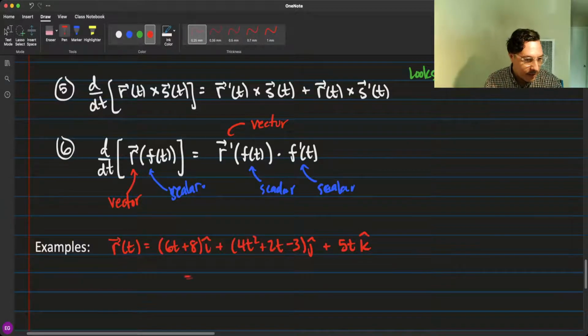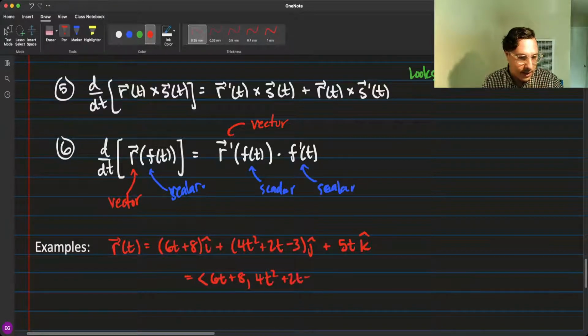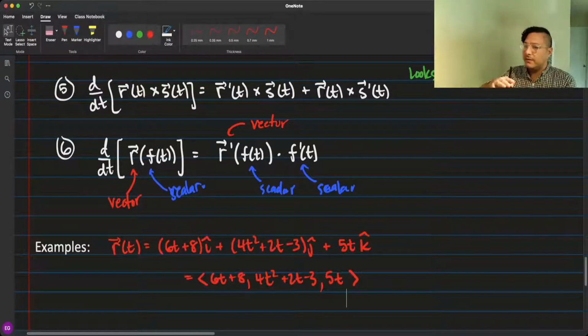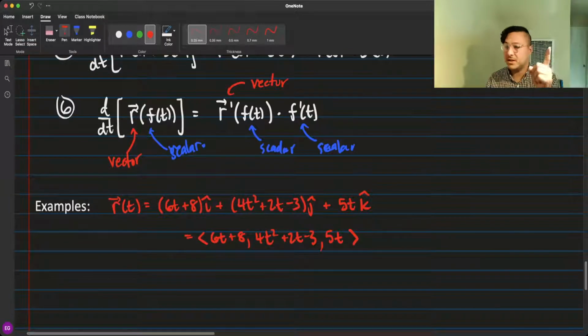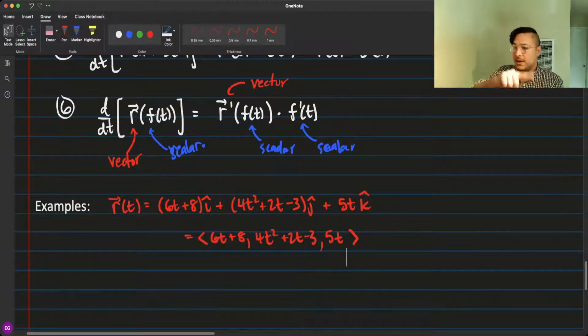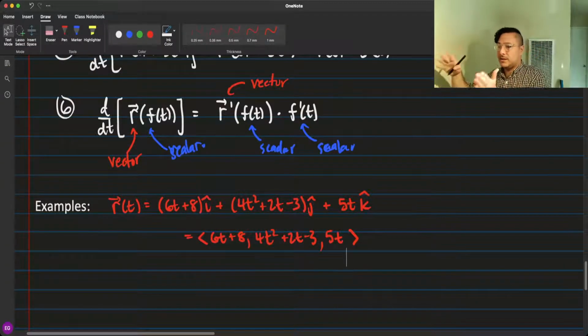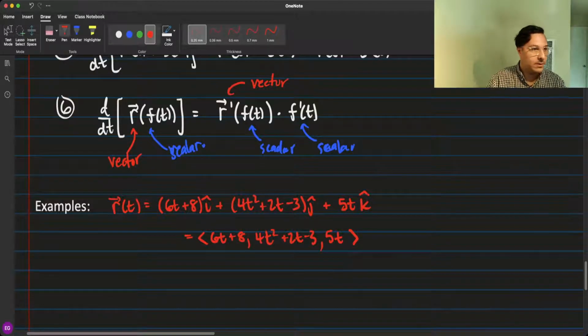You could write it in component form like this: 6t plus 8, comma, 4t squared plus 2t minus 3, comma, 5t. Hopefully you can see how the unit vector form and the component form work the same. They're just different ways of writing it. And this is a space curve because it inputs a scalar t and then outputs a vector in 3 dimensions because you have the 3 components.